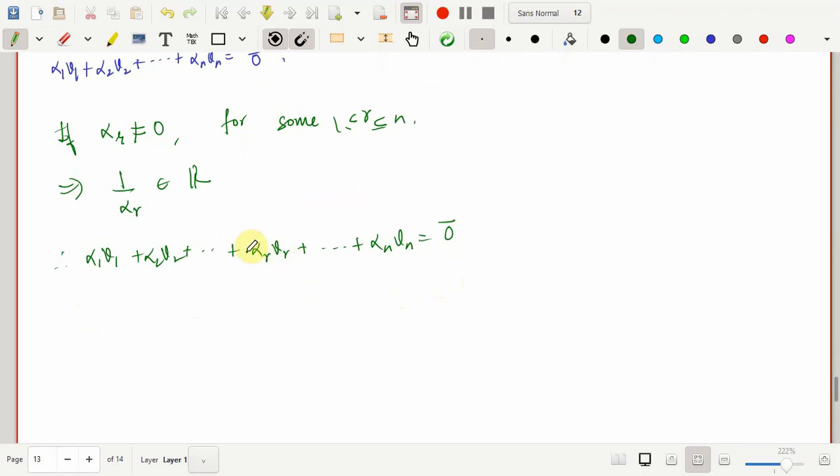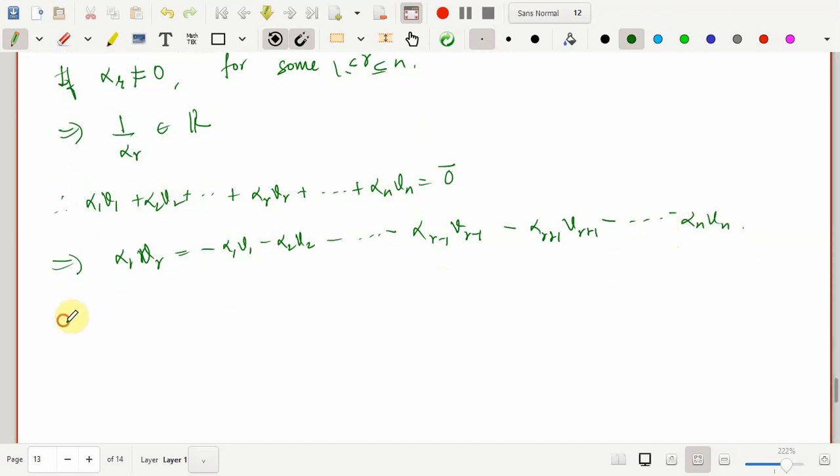Since I know that 1 by alpha r exists, I'll keep alpha r Vr on one side and the remaining vectors on the other side. So we will have minus alpha 1 V1 minus alpha 2 V2, and this goes on till minus alpha r minus 1 Vr minus 1. It won't have alpha r Vr because it is taken on the other side, and it will have the next term, and this goes on.